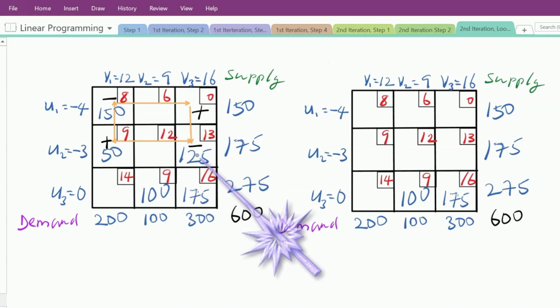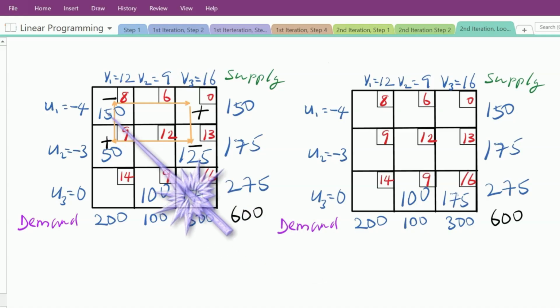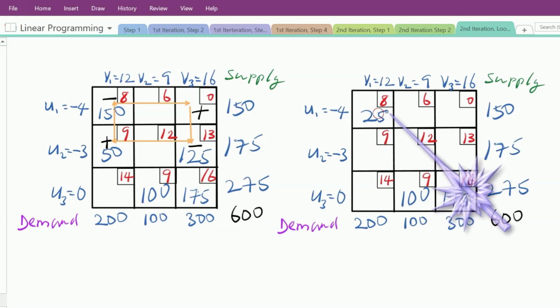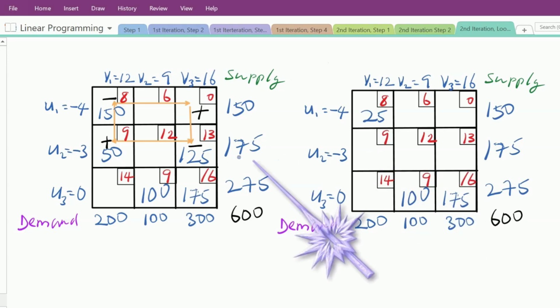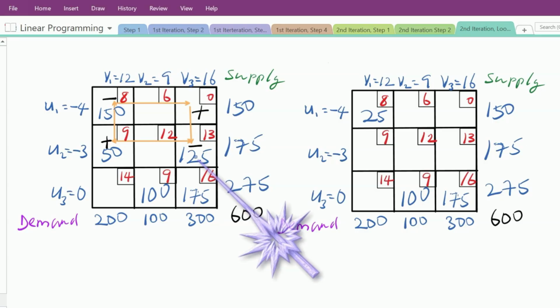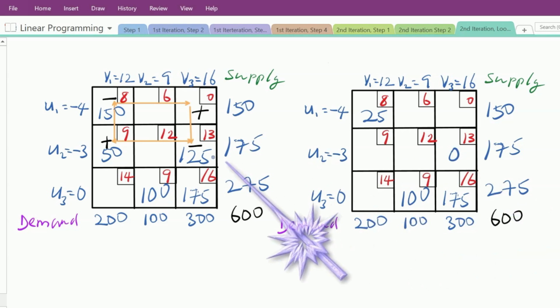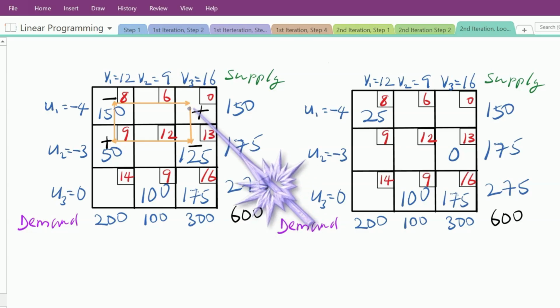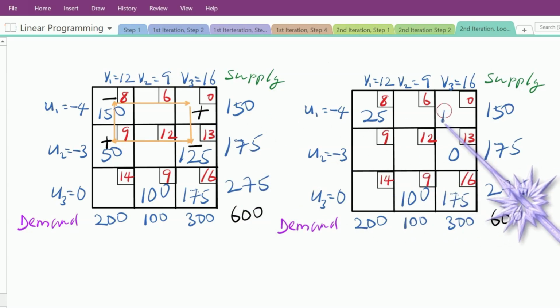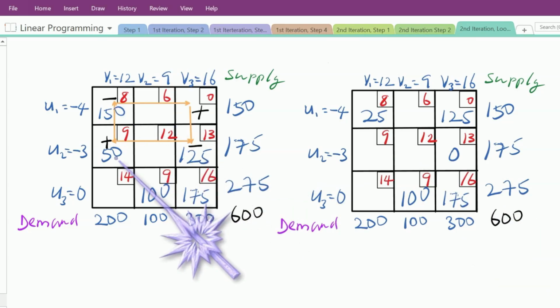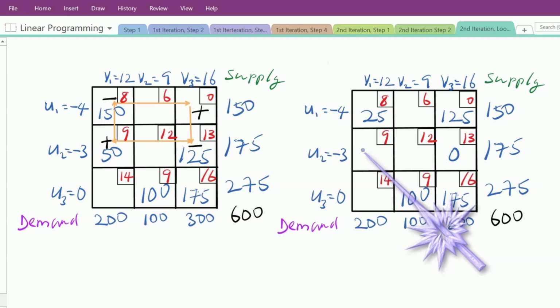So we come here, 125. From this, we are left with 25. Then 125 from here is going to give us 0. Then 125 comes in fully here. Then 125 plus 50 will be 175.